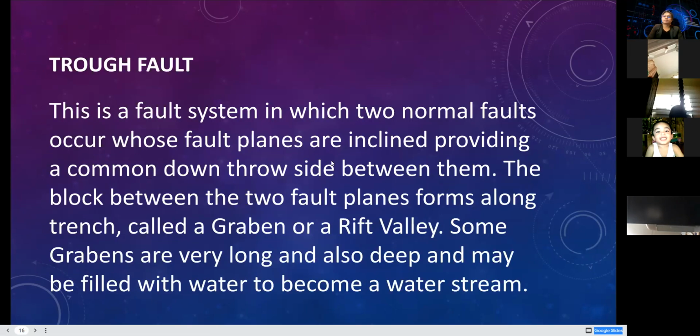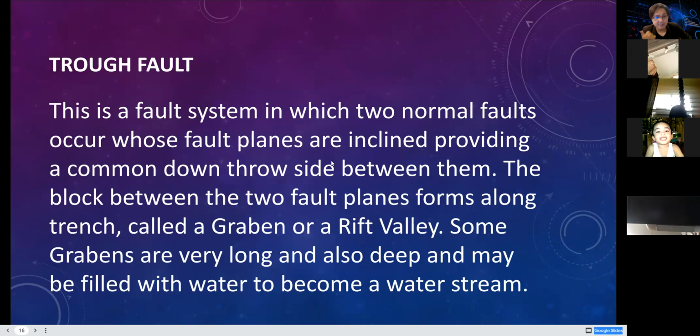Throw fault. Okay, this is a fault system in which two normal faults occur whose fault planes are inclined, providing a common down throw side between them. The block between the two fault planes forms a long trench called a graben or a rift valley.